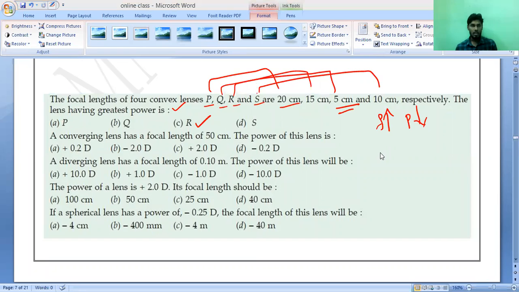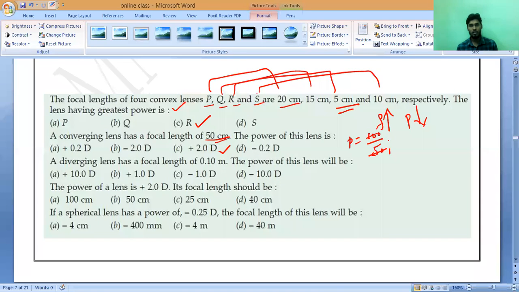Next question. A converging lens has a focal length of 50 centimeter. C, sir, plus 2D. Converging lens, so it is plus 2D. Power P is equal to 100 divided by 50, 100 divided by the focal length, which is equal to plus 2D. Very good.